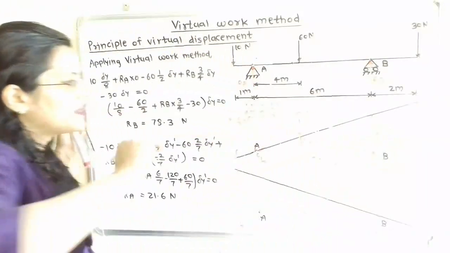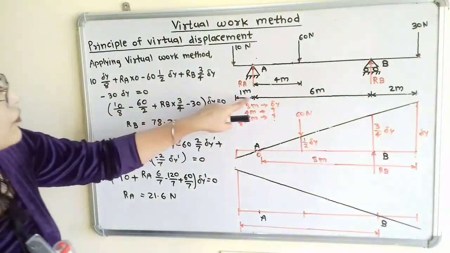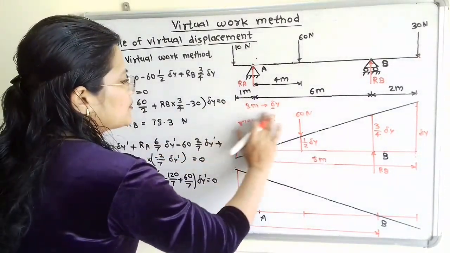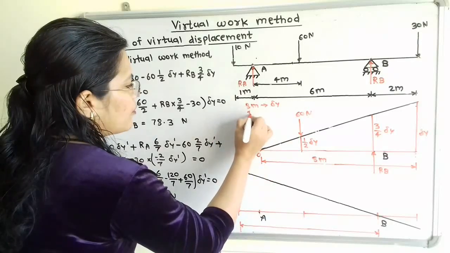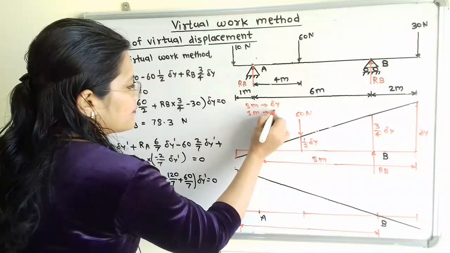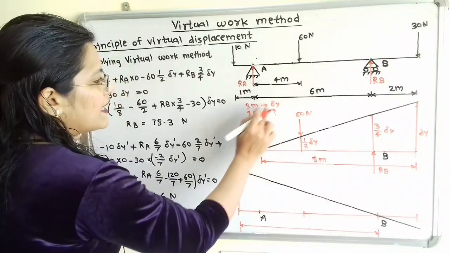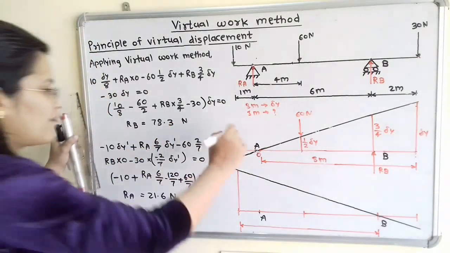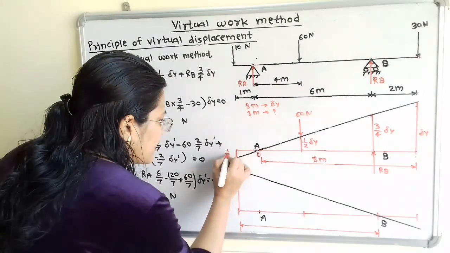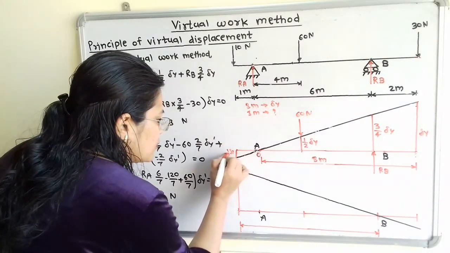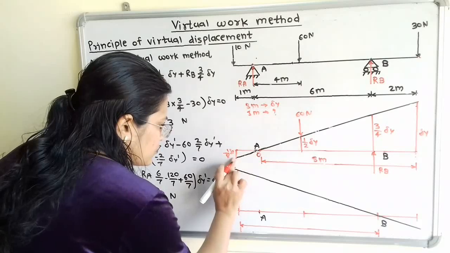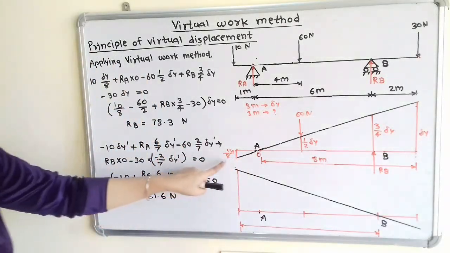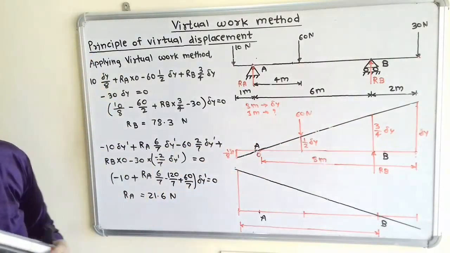Now in the same way, here is the span of 1 meter. For the span of 1 meter, what is the displacement? 1 into delta y is equal to 8x, that is equal to 1 by 8 delta y. So I will write here 1 by 8 delta y. It is in the downward direction, so this displacement is in the opposite direction. Now this diagram is getting completed.